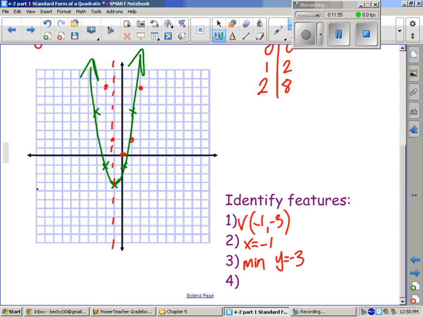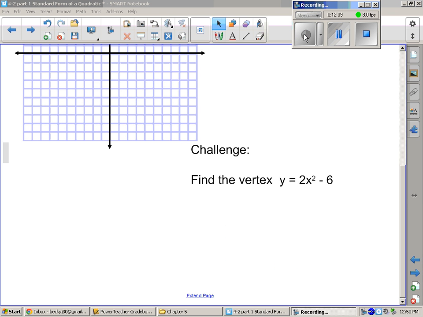The last thing is the range. Think about what's going on here. All the y values are above that, okay, and that y value is -3. So y is greater than or equal to -3 is the range. All right? We've got one final hint for you.